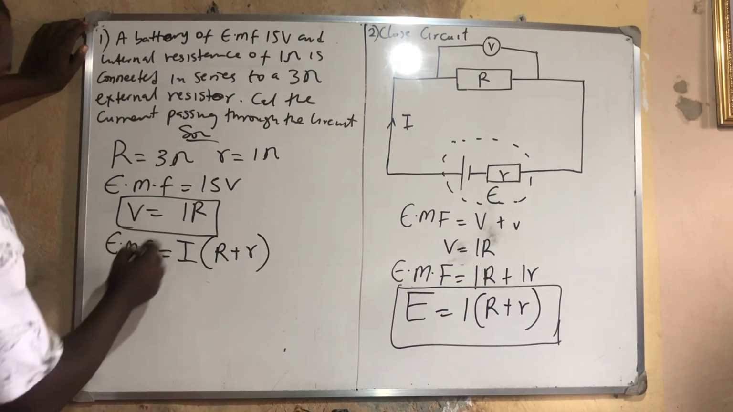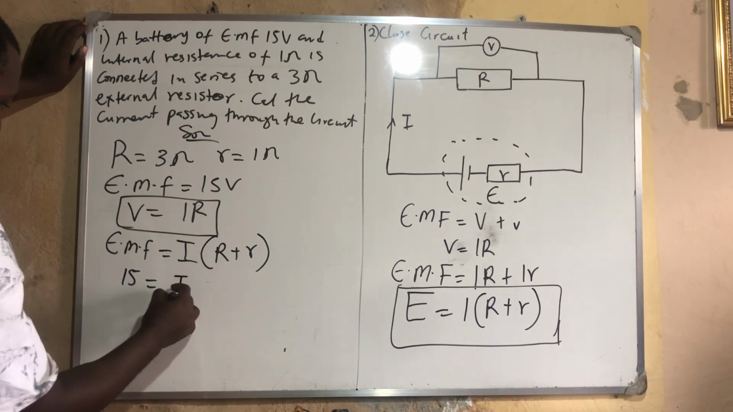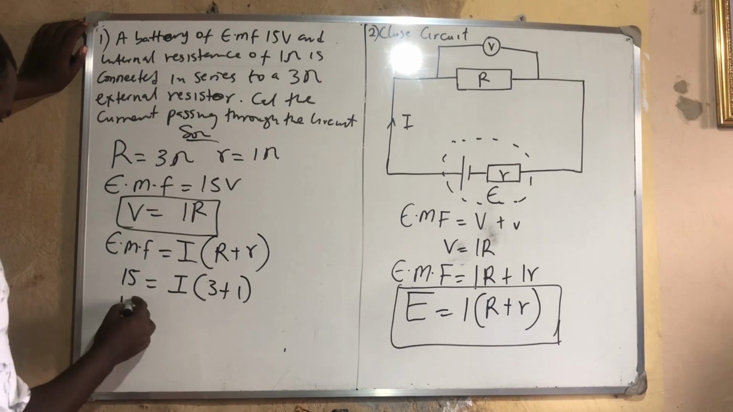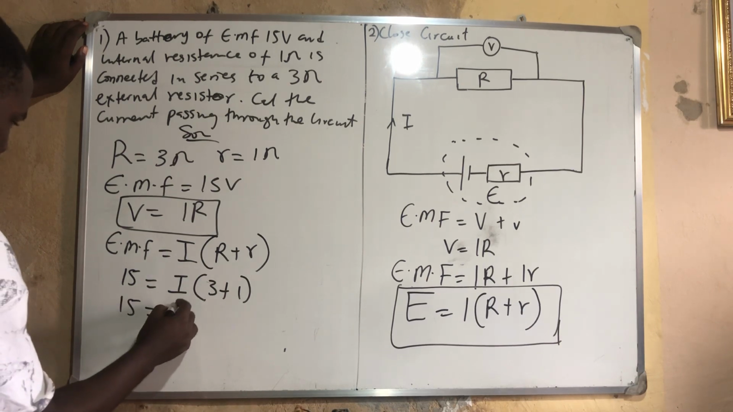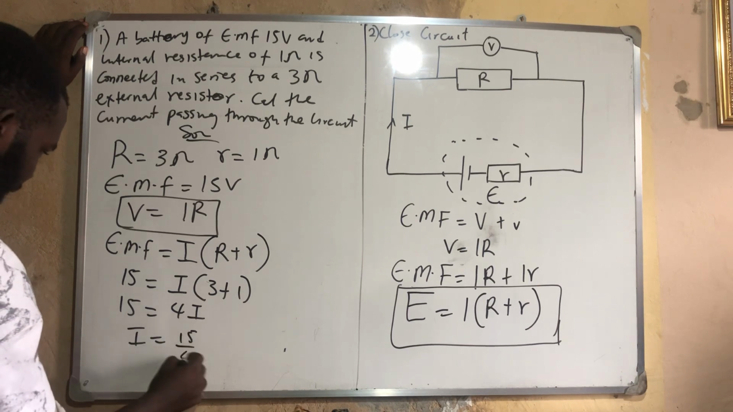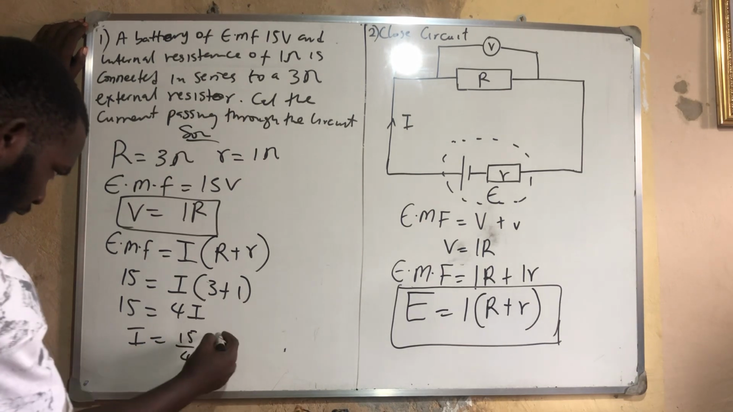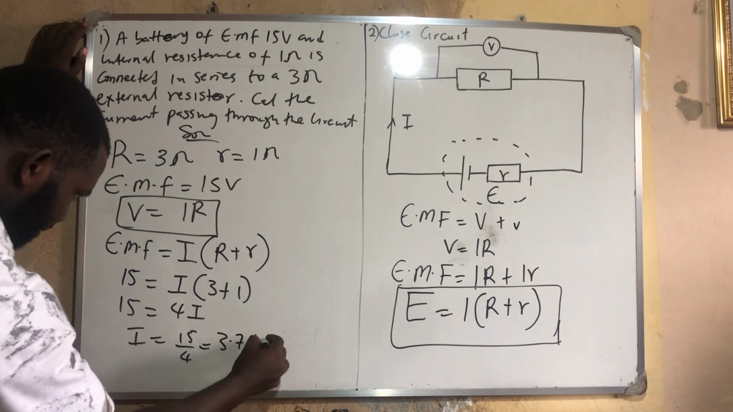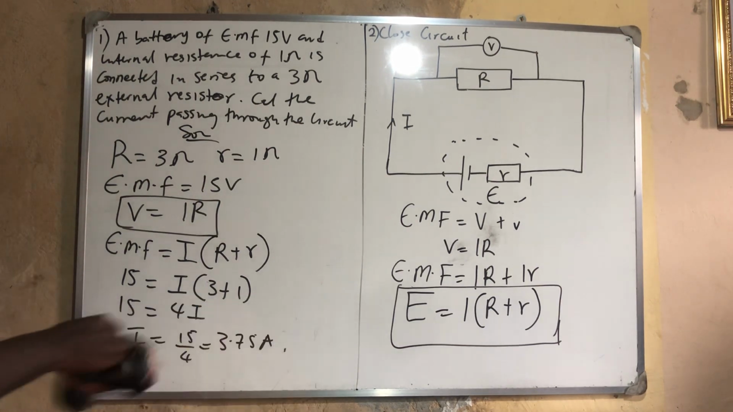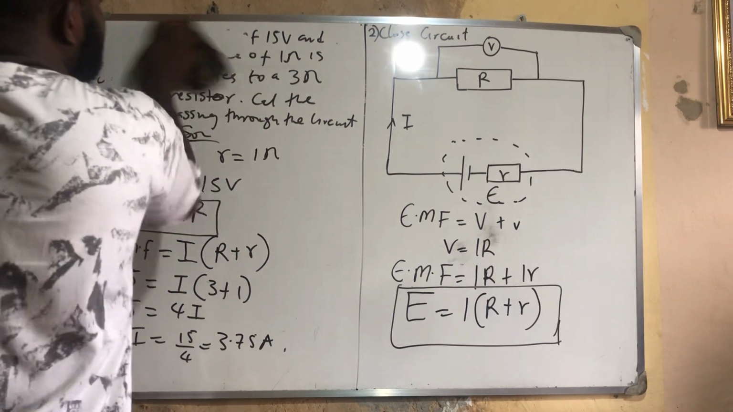So you will now have that what? 15 is equal to I that I'm looking for, in bracket of 3 plus 1. So what do I have? 15 is equal to what? 4I. So my I will now be what? 15 divided by 4. So what do you have? You have 3.75 ampere. Very simple question. Okay? So question number 2.